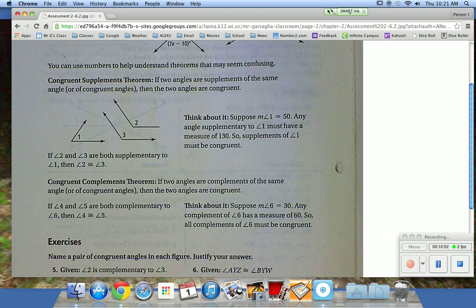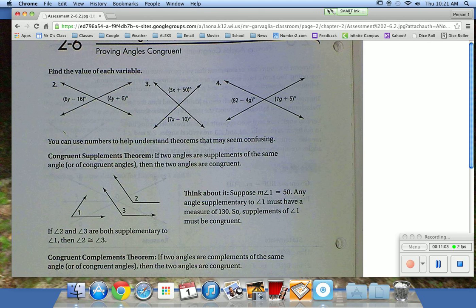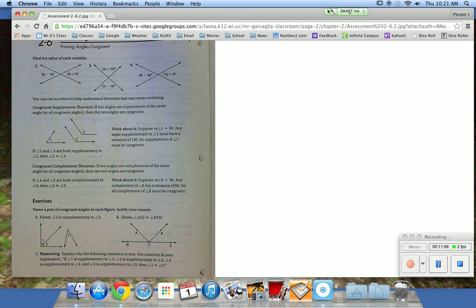Work on the first four. Do the first four. I want you to do the proof, and I want you to do the first four out of this section. All right? So do one, and then come over here, and I want you to figure 2, 3, and 4 out.